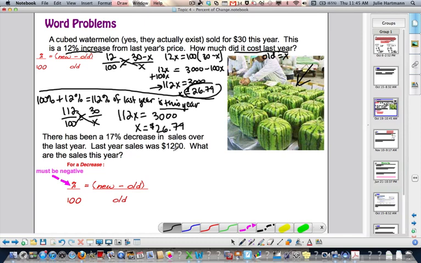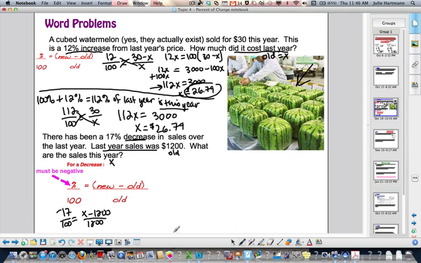I will show you the next one both ways as well. So we have, there has been a 17% decrease in sales over the last year. Last year's sales was $1,200. What are the sales this year? Looking at it like this, our percent is negative because it's a decrease. So we have negative 17 over 100 equals new minus old. Last year's sales, that's our old. This year's sales is X. So X minus 1200 over 1200. Then you cross multiply and solve.